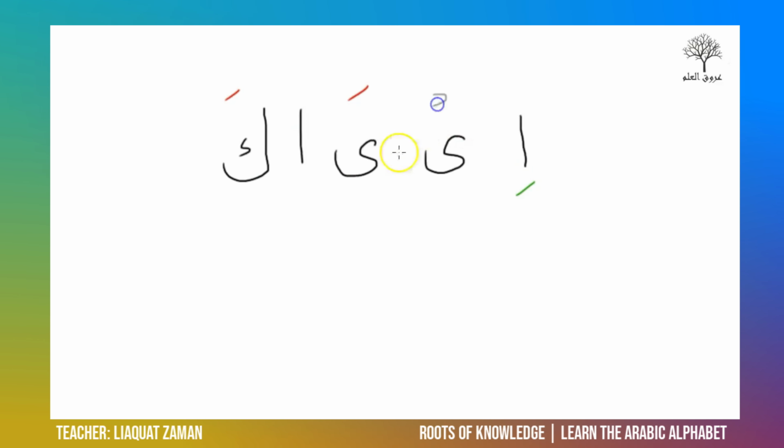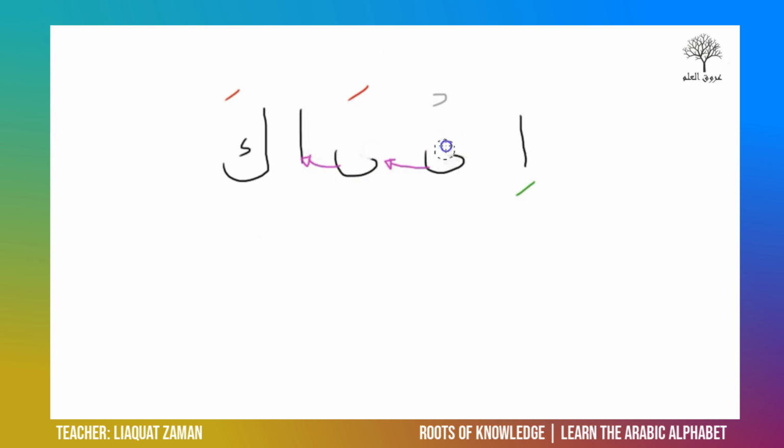So, okay, so we have here, try and pronounce that yourselves. So, E, Ya, Ka. E, join it together. Ya, stretch it a bit. Ka. E, Ya, Ka. So pronounce it with me. E, Ya, Ka. Okay, so let's join these letters together then.